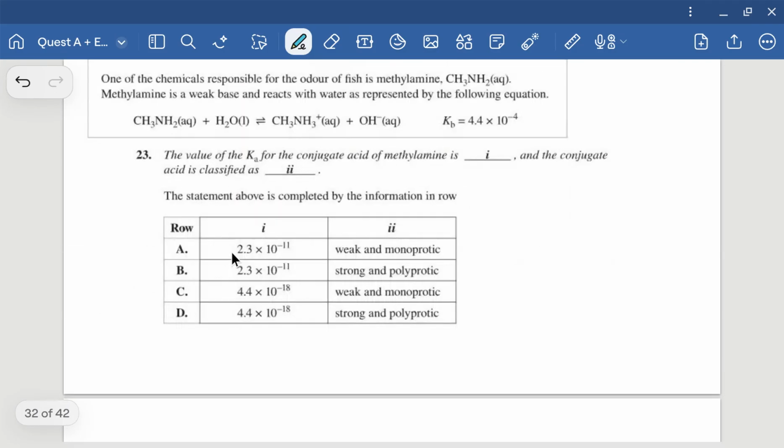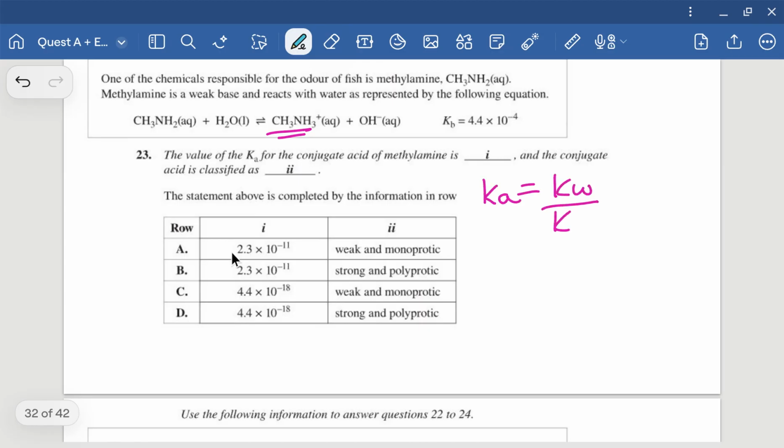Question 23. Here we have a Kb. It's asking for the Ka, and then talking about the acid, and the conjugate acid is classified as this part here. So just going over this for one moment, if you have the Kb, finding the Ka, just like the other question we did, we just have to divide it by the Kw. So we'll take Kw, which we get from the data booklet, divided by the Kb value. And you'll see that the 2.3 times 10 to the negative 11 is what will come up.